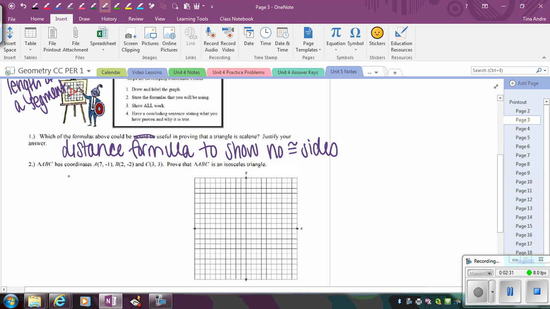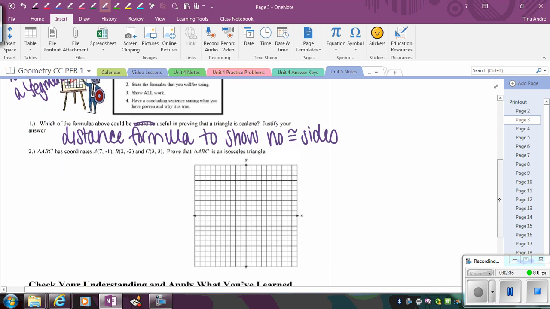Now let's do an example and plot this. We have our triangle here. 7, -1: 1, 2, 3, 4, 5, 6, 7, down 1. Then I have 2, -2. And then 3, 3. Oops, 1, 2, 3, 1, 2, 3. Okay, so there's C. What I want to do is prove that this triangle is isosceles.